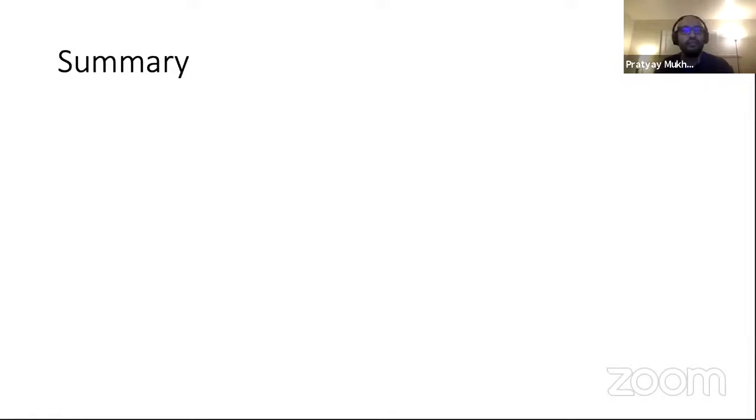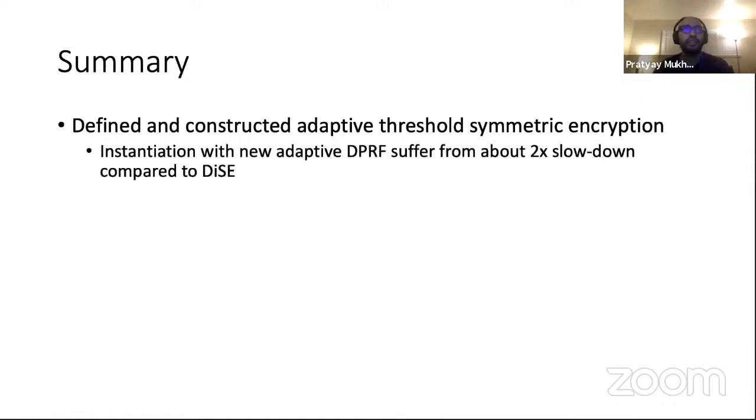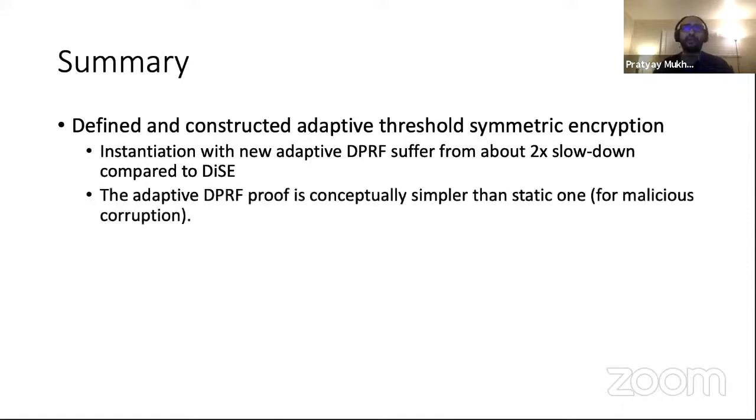With that, I summarize the contribution. We defined and constructed adaptive threshold symmetric encryption and instantiated it with a new adaptive construction. The slowdown is only 2x, which is a decent price to pay for better security. The adaptive DPRF proof is conceptually much simpler than the static one.